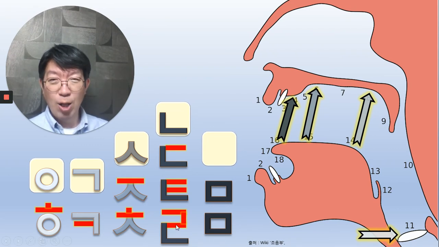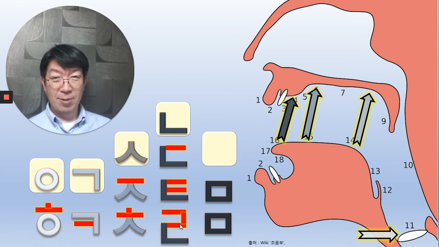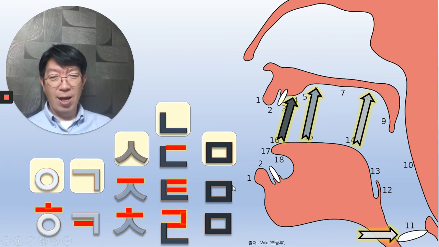And then this is L or R. Usually L. R is always possible, L or R. And the last one, we use both lips, the shape of our mouth. And here, two more strokes, ba. And this is pa, ma, ba.